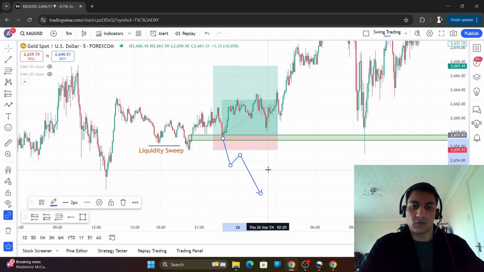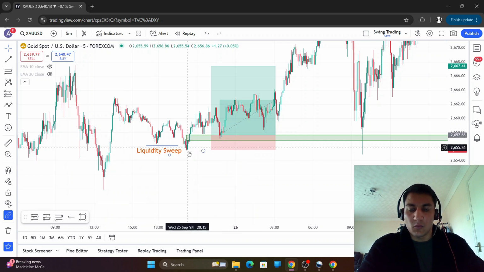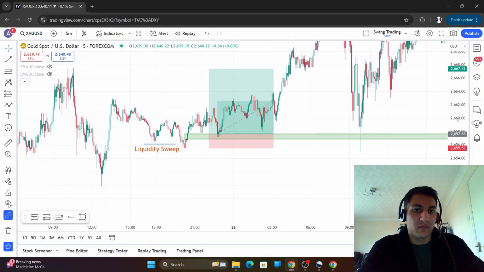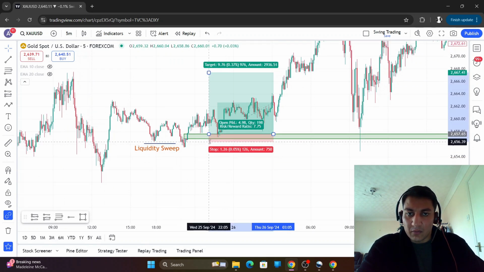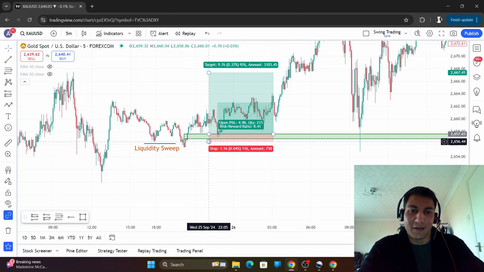No one has a 100% win rate, so the high probability or the best place to put your stop loss would always be at the liquidity sweep. That's the highest probability. If you wanted to be really aggressive, you could put your stop at the low of this candle that forms the fair value gap and get a ridiculous risk to reward.